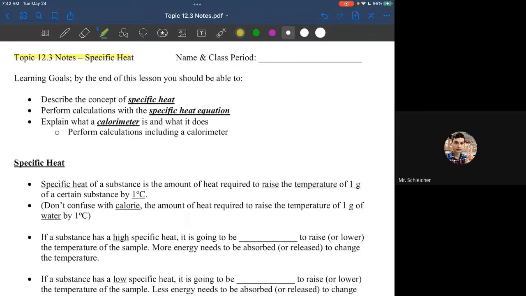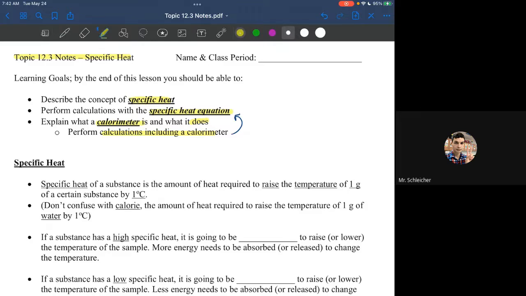All right. Today we're going to learn about the concept of specific heat. By the end of this lesson, you should be able to describe the concept of specific heat, perform calculations with the specific heat equation. And then relating to that, we're going to explain what a calorimeter is and what it does. We're also going to perform some calculations involving a calorimeter, but it's basically going to be the same thing as using this equation over here.